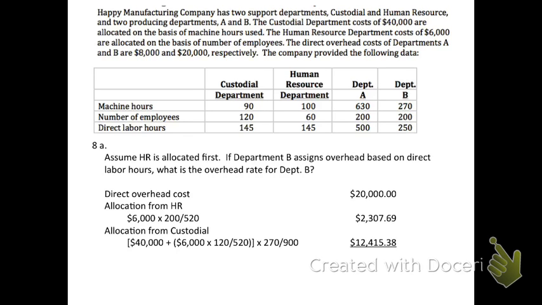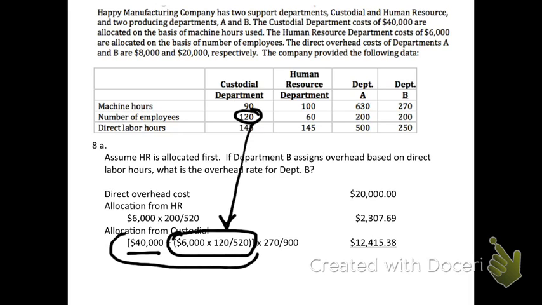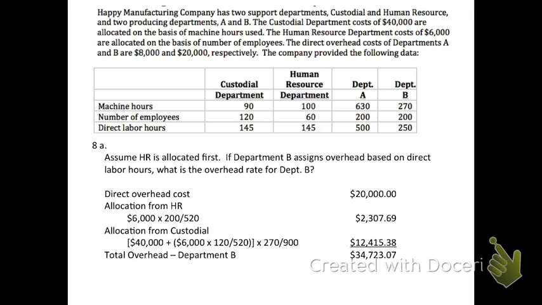And then custodial starts with the 40,000. This is the allocation that they are receiving from human resource by having 120 of the 520 total employees. And then this total cost, after I add the 40,000, is allocated based on machine hours. And so the machine hours is the 630 and the 270. So Department B gets 270 out of the 900. And so that gives you your total cost.